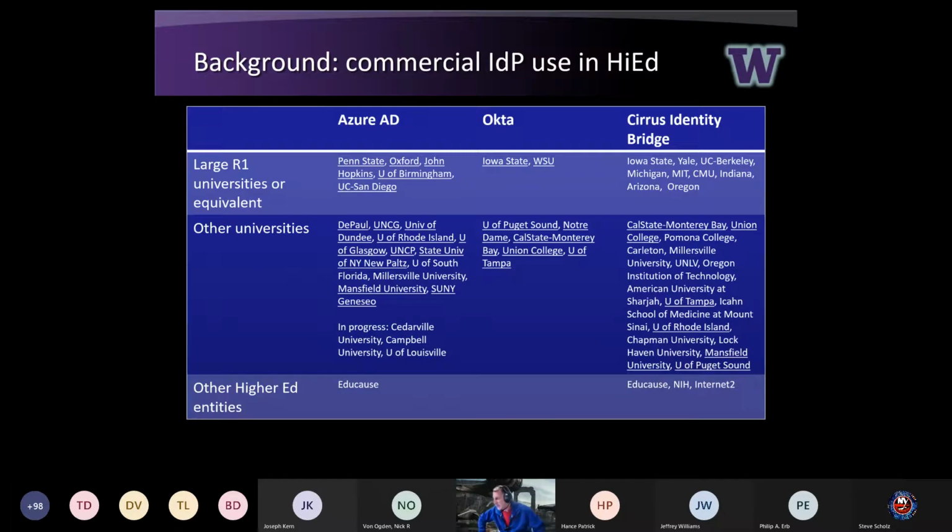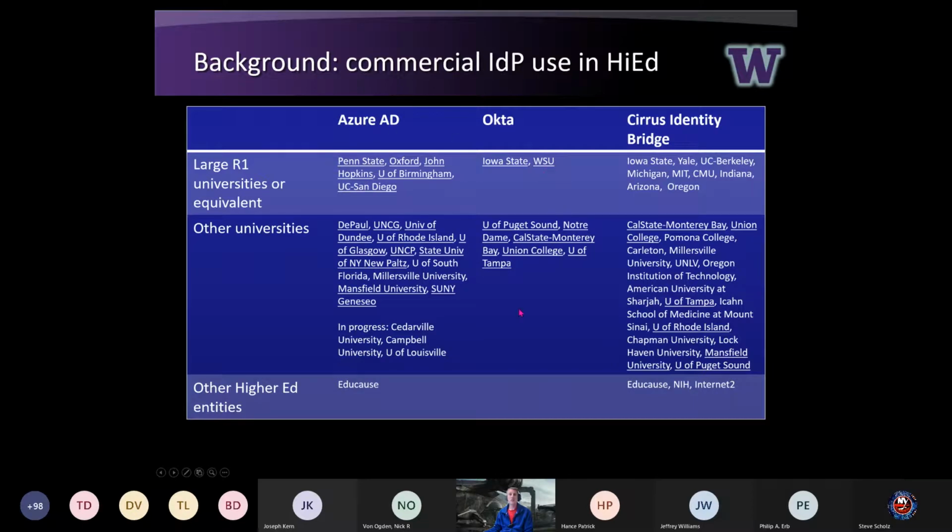All right, now let's look at what others are doing. So I compiled this list myself. It took a long time to put this together. The first row there is R1 or equivalent universities that are using a commercial IDP as their primary IDP. And you can see that there's links where I have them to proof that this is the case.